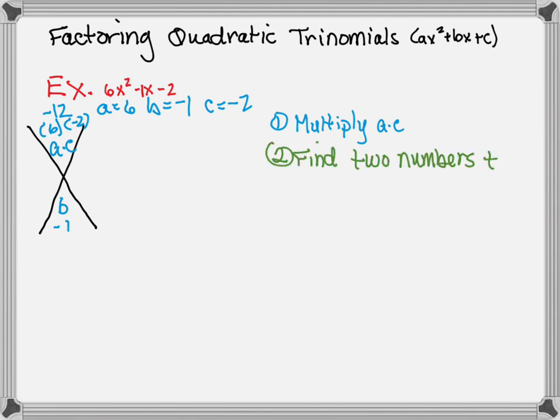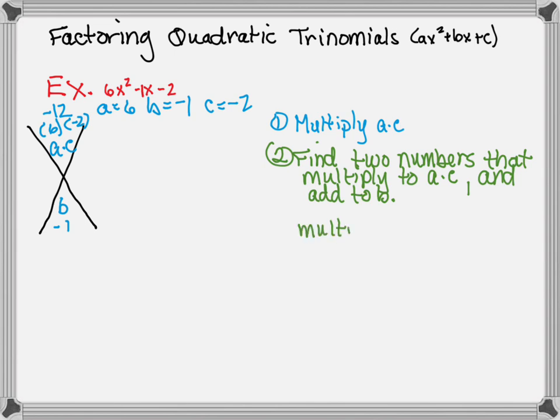So then we want to find two numbers that multiply to a times c, the top, and add to b, the bottom. So multiply to negative 12 and add to negative 1. Sometimes they'll jump out at you, sometimes they won't. This time I get negative 4, positive 3. But if they didn't jump out, I would go through a list in an organized manner. For example, I'd start with 1.